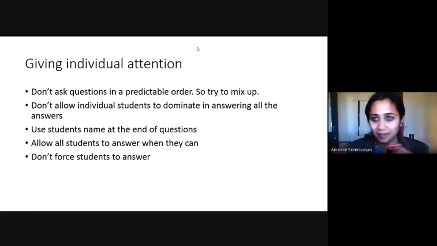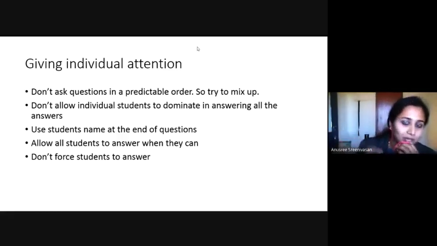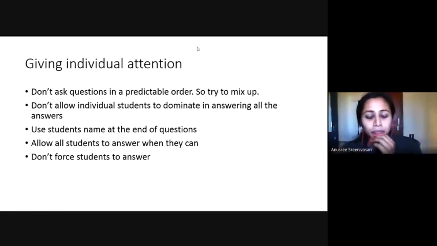And then don't allow individual students to dominate in answering all the questions. There will be some smart students who raise their hands every time, so don't allow individual students to dominate. You have to make even the shy students answer, or find out the shy students, or whoever is lurking in the back, to come up and give the answer. Then use students' names at the end of the questions. Yes, I have discussed this before. Then allow all students to answer when they can. But don't force the students to answer. If somebody doesn't know the answer, don't force them too much.